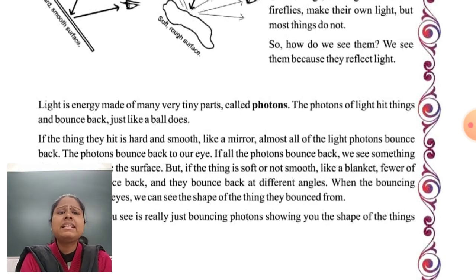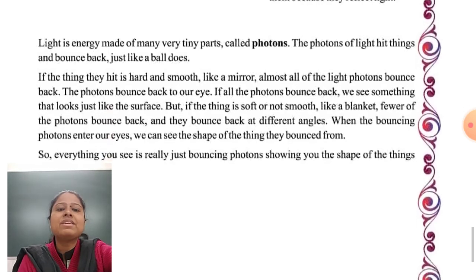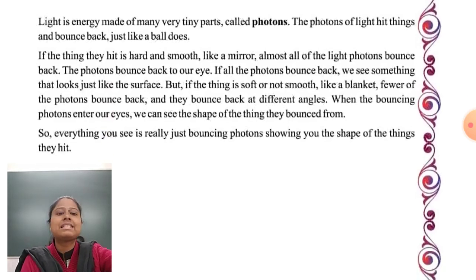If the thing they hit is hard and smooth like a mirror, almost all the photons will bounce back. Suppose the photons fall on a hard surface, all the photons will come back, will reflect. Then they reach our eyes, and we are able to see the things. If all the photons bounce back, we see the things just as they are.